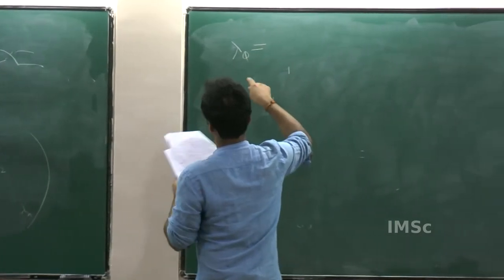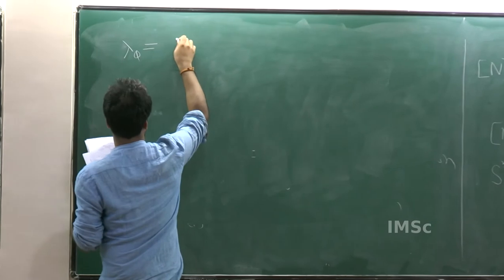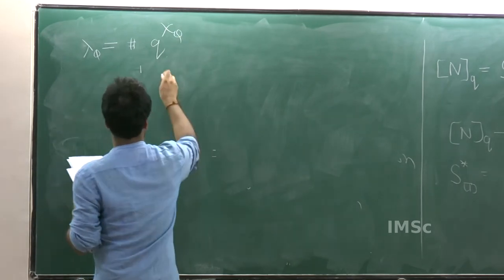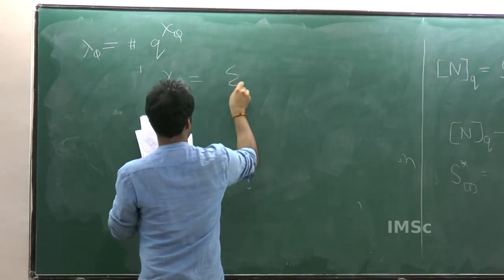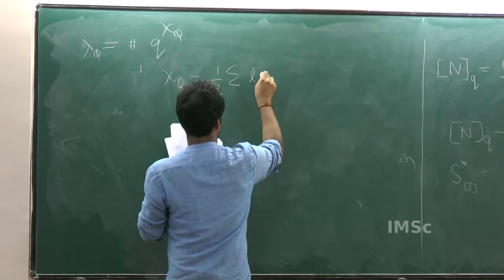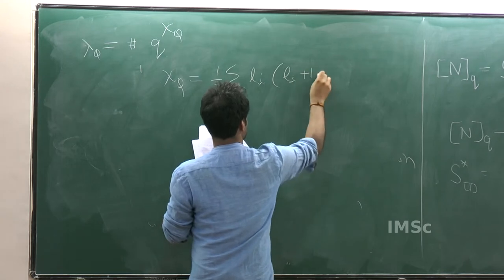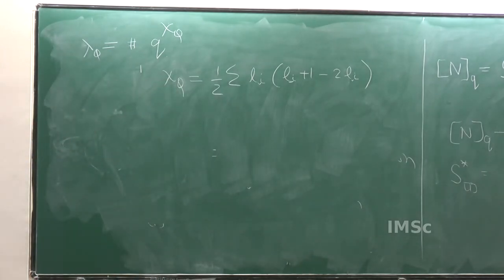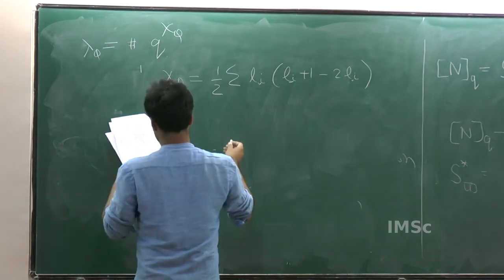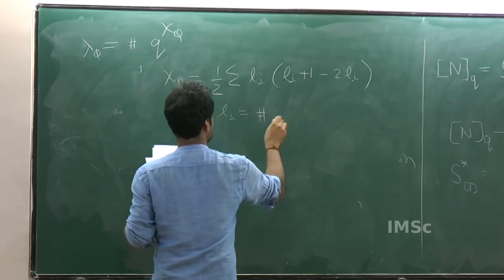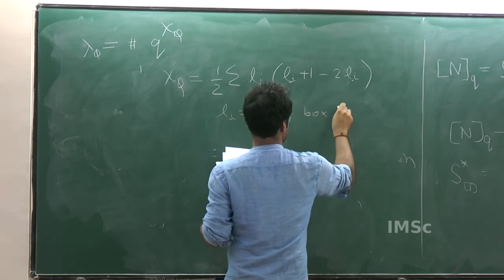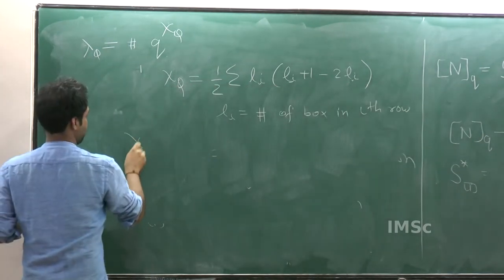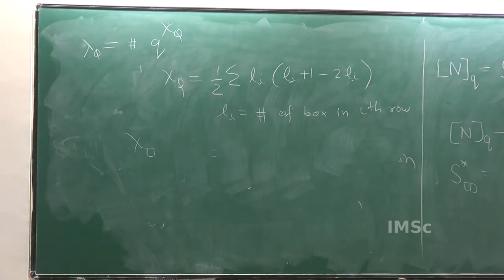Lambda Q. Okay, any lambda. So it is nothing but some sign, you have to fix this sign, q to the power kappa Q, where kappa Q is nothing but 1 by 2 times the sum of l_i (l_i plus 1 minus 2i). This is a Casimir operator, quadratic Casimir. Yeah, I'll show you. So l_i is the number of boxes in the ith row. So let me give you a couple of examples. So what is the kappa Q for the fundamental? It's l_i plus 1 minus 2i.